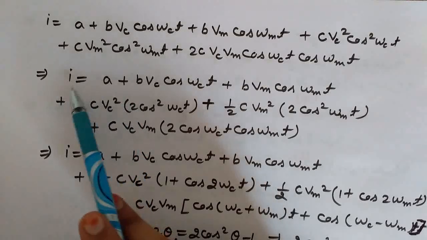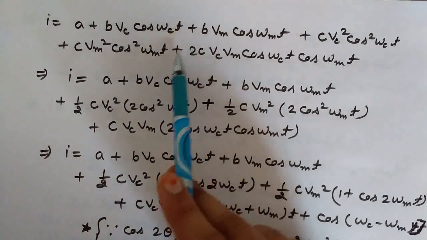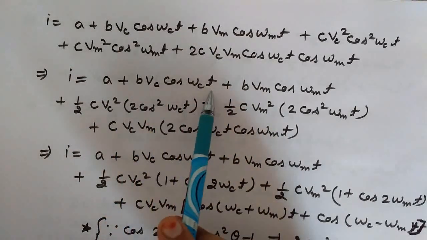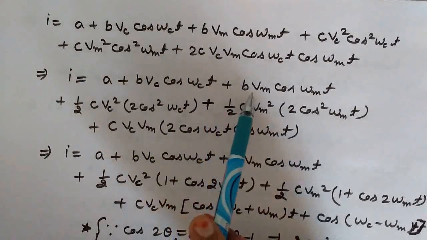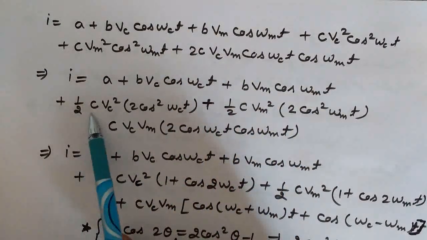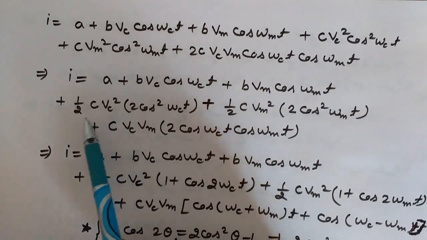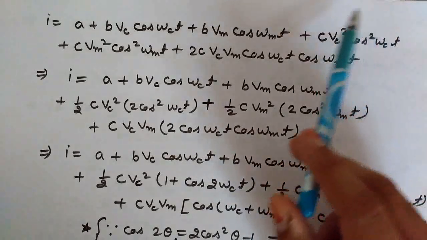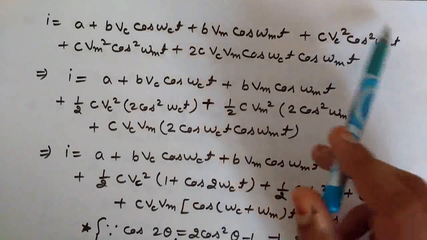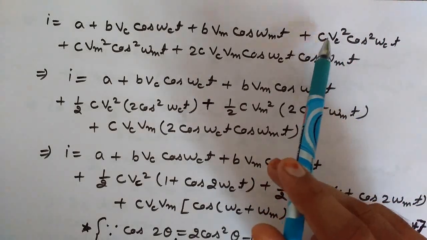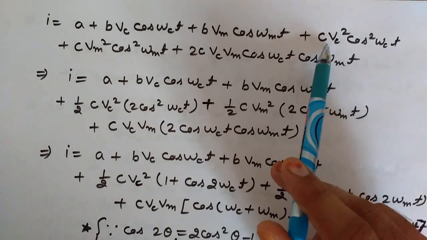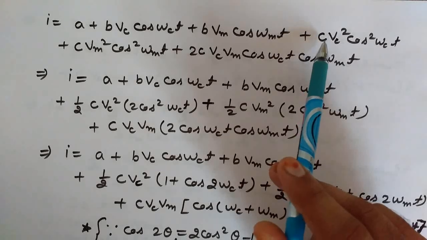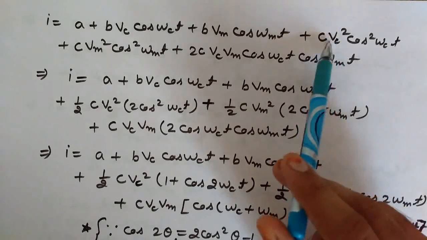So on solving this, we get I is equal to A plus B Vc cos omega ct, the same part, plus B Vm cos omega mt, plus, look at this now, focus on this term, C Vc square cos square omega ct. We will manipulate this to apply a trigonometric formula and make the expression simple. This is C Vc square. We are just multiplying it by 2 and dividing it by 2, so the expression remains the same.